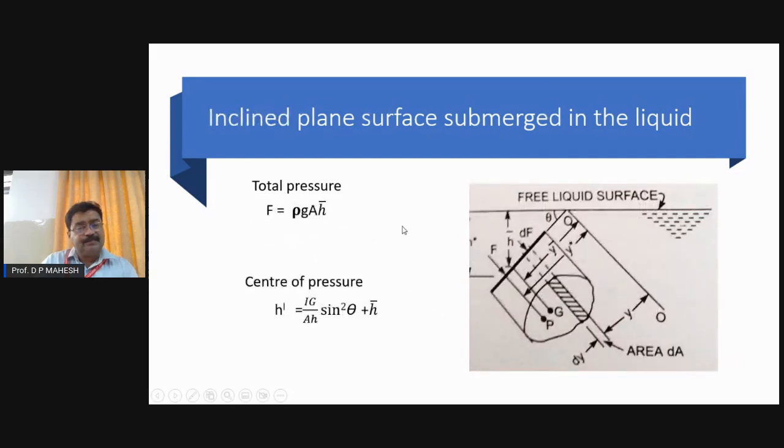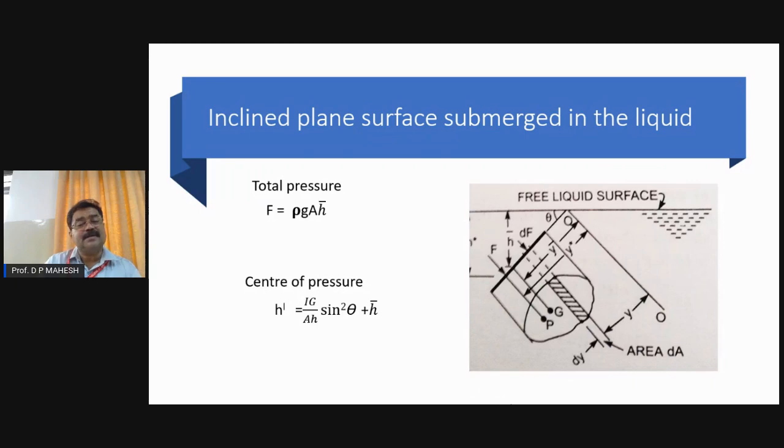Friends, similarly, whenever the plane surface is submerged inside the liquid inclined, in order to calculate the same two, total pressure and the center of pressure, we are going to use the same formula, F equals rho A g h bar. Whether it is a vertical plane surface or an inclined surface, the formula to find the total pressure remains the same. Then the center of pressure will have this equation. There is a slight change in the center of pressure equation, which is h dash equals Ig by h bar into sine square theta, plus h bar.